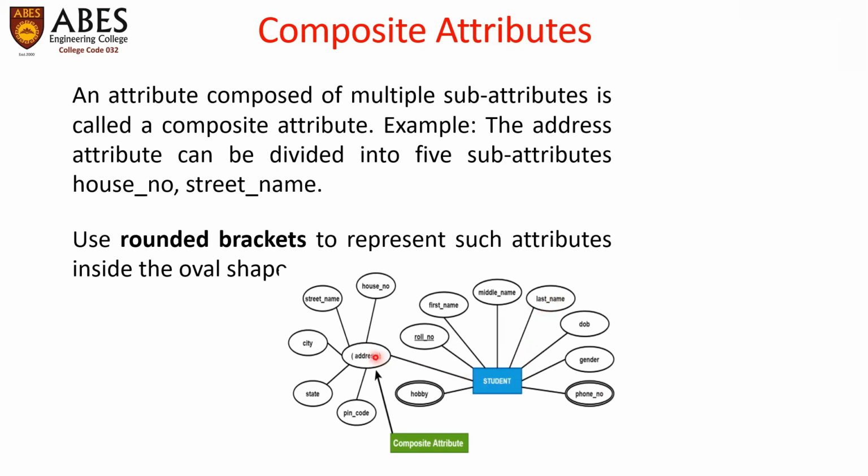But I have made address a composite attribute, because we all know that address can be further categorized into house number, street name, city, state, and pin code. So any attribute that we can further categorize into sub-attributes is said to be a composite attribute. And this composite attribute is represented by rounded brackets, as you can see here.